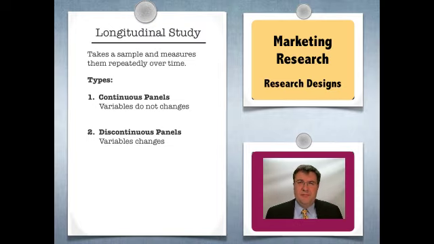A continuous panel is going to receive the same survey over and over again. We might have this continuous panel working for us for a year, and every month we're going to send them the same survey with the exact same questions. What we're trying to do there is identify whether there has been a shift in the opinion of that sample. Was there something that we did that changed that opinion? Then we also have what we call the discontinuous panel, which means we have the same group, the same sample, but we're asking them different questions throughout their experience with us.